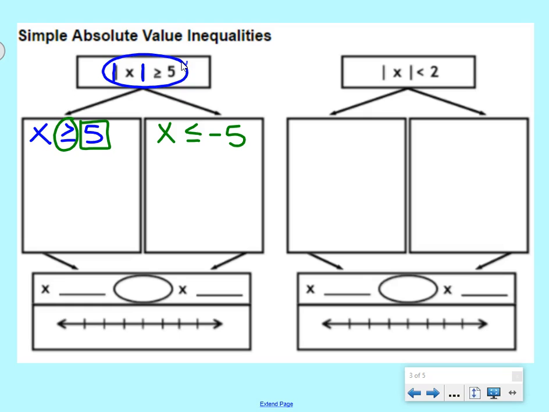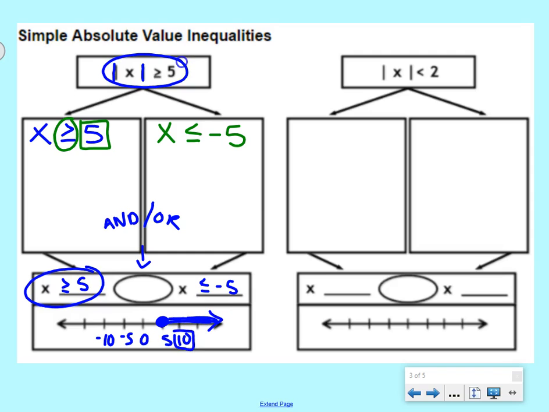So we're going to put this down here. X is greater than or equal to 5. X is less than or equal to negative 5. But since we have two, we're going to need either and or or in the middle. We have to graph this to figure out. So x is greater than or equal to 5. Let's count by 5s on our number line. Greater than or equal to 5 is going to be a closed circle at 5. 10 is greater than, so we shade that direction.